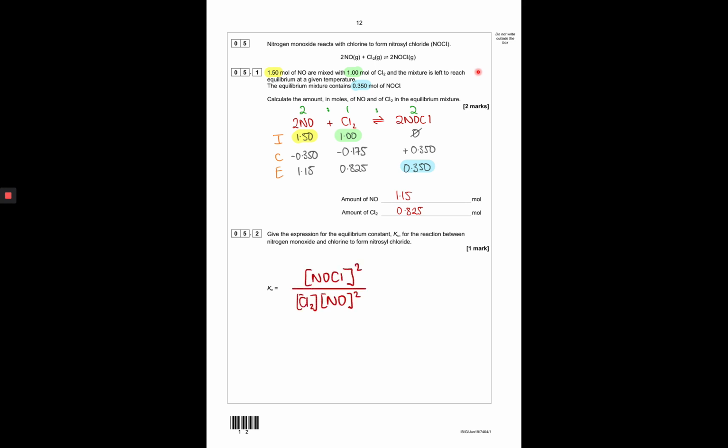So our product was NaCl, so that's on the top, it's the numerator, and it had a 2 in front of it, so that means the concentration is squared. Cl2 and NO were reactants, so they're on the denominator. They multiply each other, they don't add, and then we only had 1 chlorine, so it's the power of 1, so we don't need to write that. And we had 2 NOs, so it's the power of 2. So we've just got our expression.